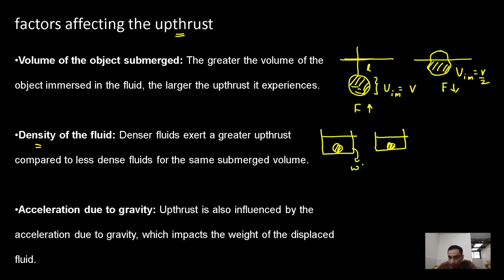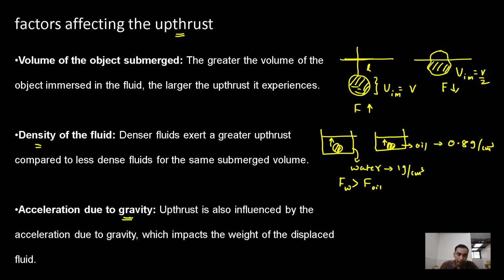So this is water and this is oil, right? We know that the density of water is 1 gram per centimeter cube, and approximately the density of oil is 0.8 gram per centimeter cube. So over here also there is upthrust, over here also there is an upthrust, but the upthrust exerted by the water is larger than the upthrust exerted by the oil. That is due to the fact that more denser liquids, they exert larger upthrust.